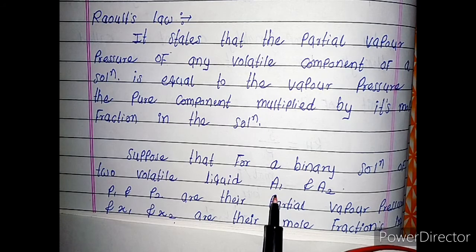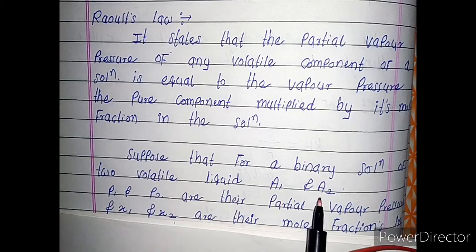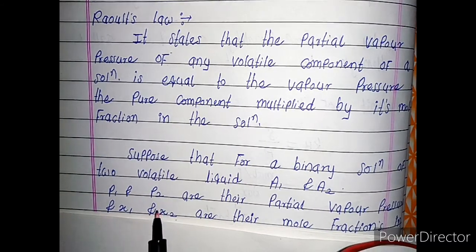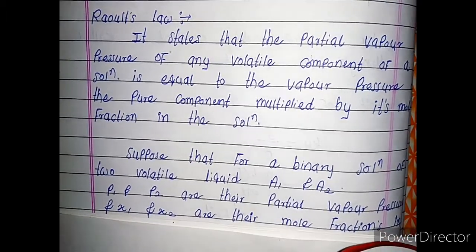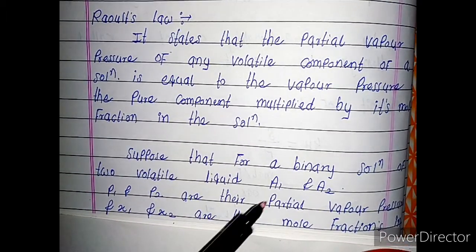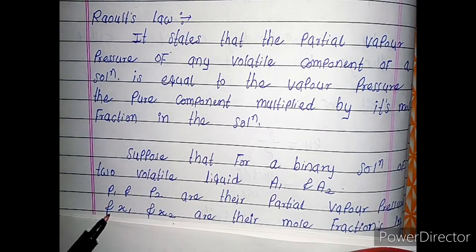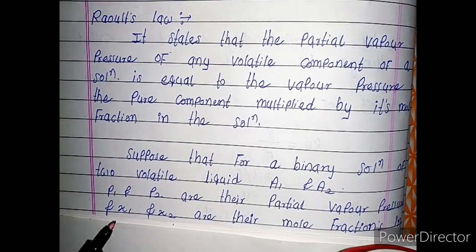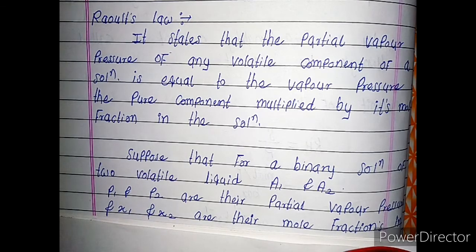Component A1 has partial vapor pressure P1, and component A2 has partial vapor pressure P2. Similarly, X1 and X2 are their mole fractions. X1 is the mole fraction of A1. For A1, the partial vapor pressure is P1 and the mole fraction is X1. Similarly, for component A2, the partial vapor pressure is P2 and the mole fraction is denoted by X2.